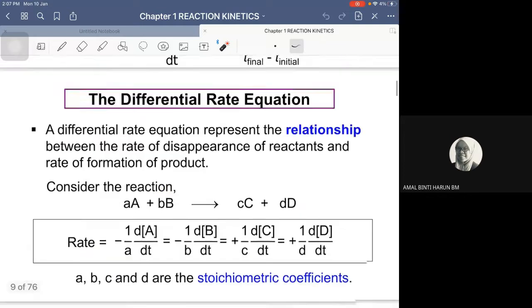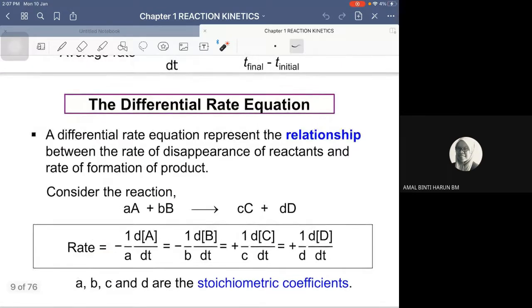Daripada reaction yang berlaku, okay, for the reaction of A and B producing C and D, we can write the differential rate equation. So differential rate equation menghubungkan antara rate, reactant dan juga produk. Okay, bagaimana reactant yang semakin berkurang, sebab tu dia ada negatif, dihubungkan dengan produk yang semakin bertambah.